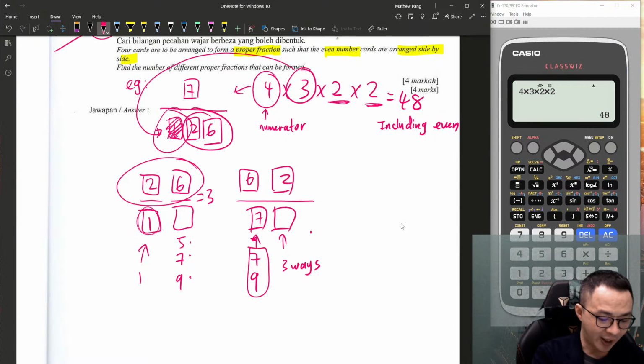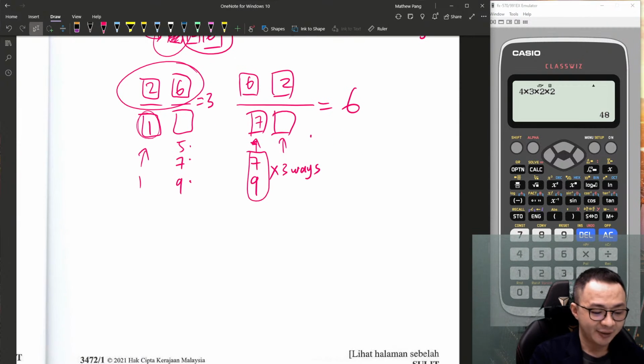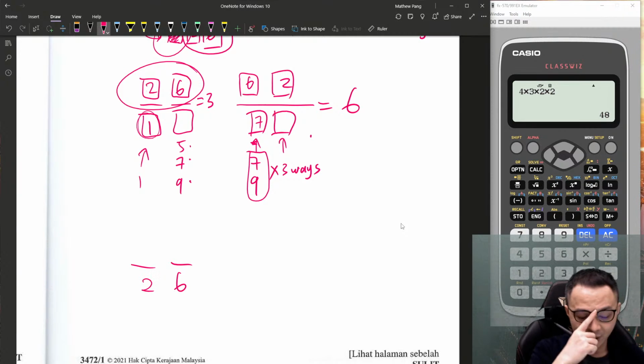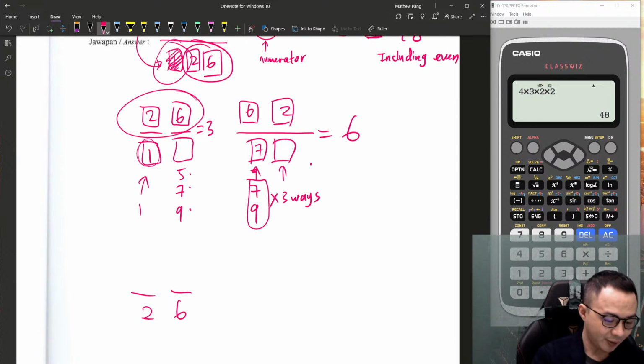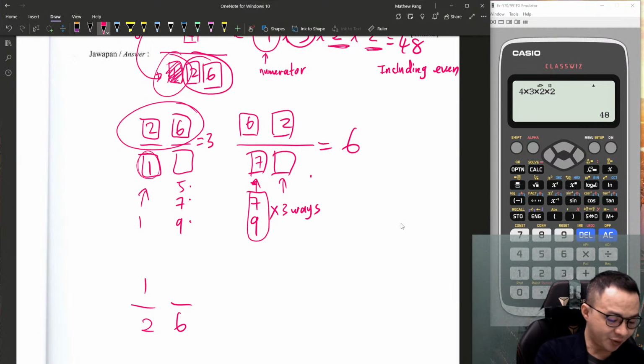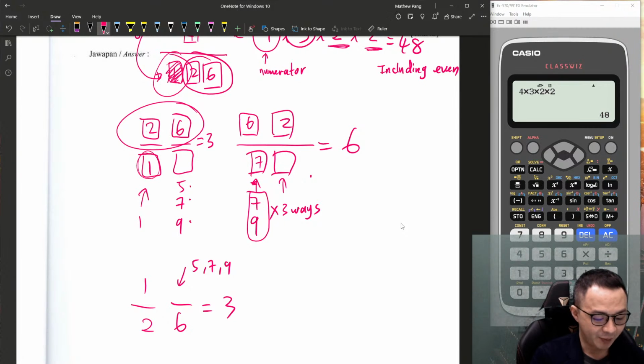So this is 2-way. This is times 3-way. So this one should have 6-way. Now, what if the 2, 6 is at the denominator? Then the top must be 1. Then for this one, you can put any number like 5, 7, 9, right? So this is another 3-way, because 2, 6 must be at the bottom already.